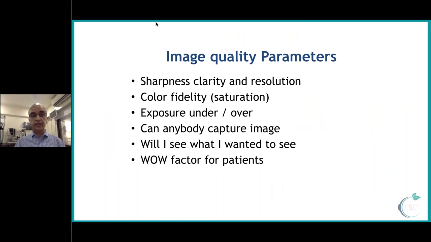So what are the image quality parameters? If I see an image, it has to be sharp, clear, and the resolution has to be very good. It also has color fidelity, what is called saturation. That's what we call true color. And also the exposure should not be under or over. So it automatically decides for that.